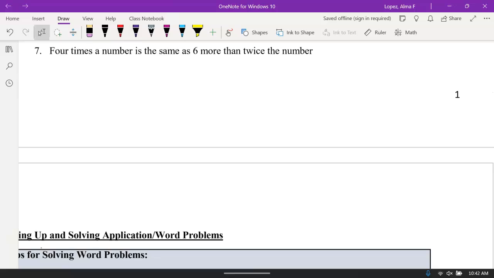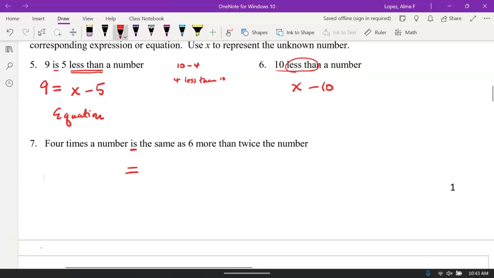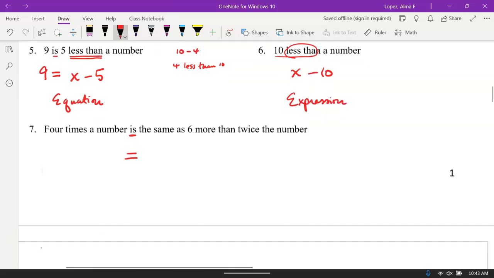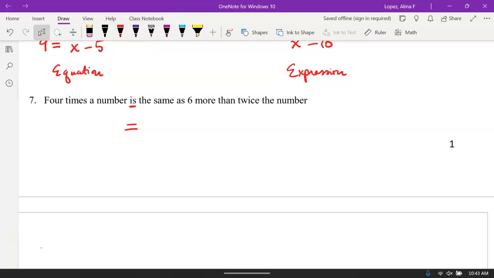4 times a number is the same as 6 more than twice the number. There's the word is. There's my equal sign. So this one is going to definitely be an equation. Oh, excuse me. The last one didn't have an equal sign in it, so it is an expression. Sorry about that. Number 7.